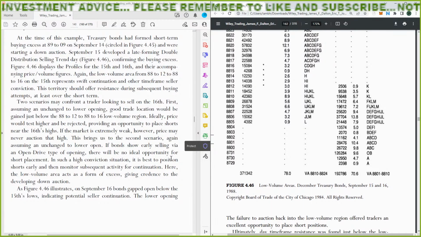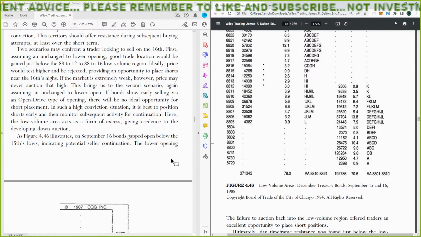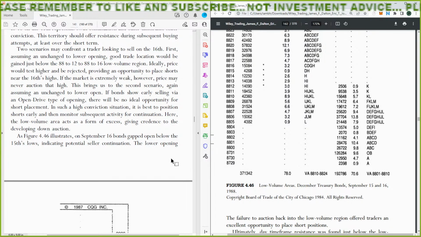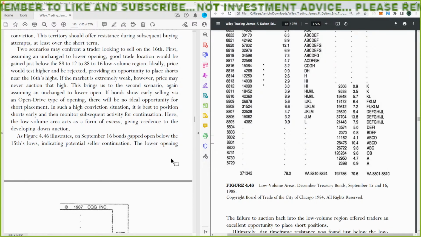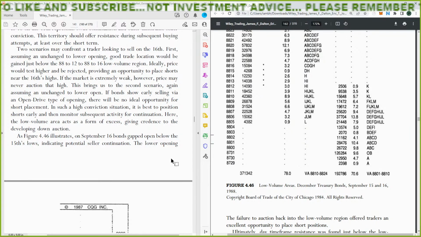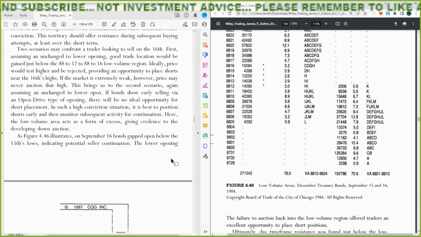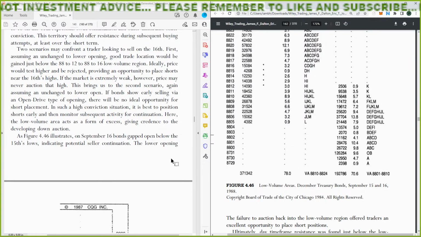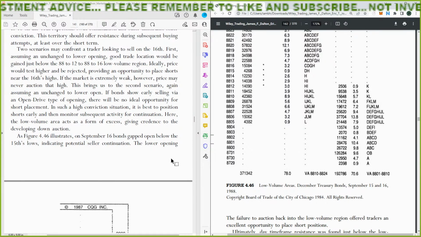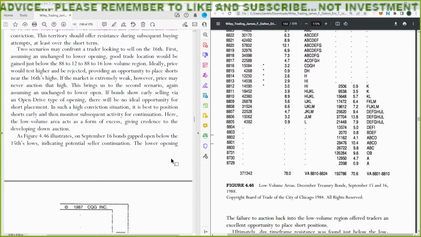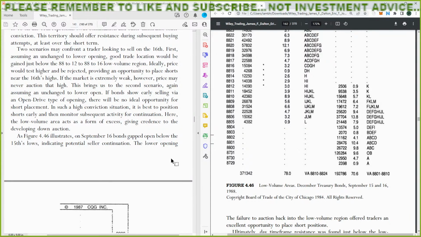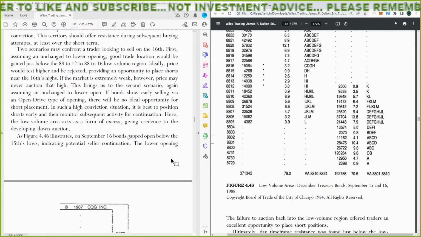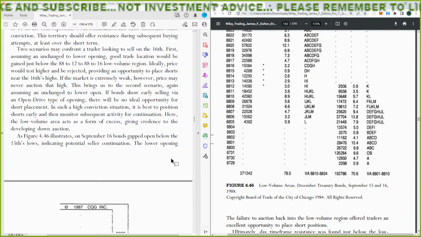This territory should offer resistance during subsequent buying attempts, at least over the short term. Two scenarios may confront a trader looking to sell on the 16th. First, assuming an unchanged to lower opening, good trade location would be gained just below the 88-12 to 88-16 low volume region. Ideally, price would test higher and be rejected, providing an opportunity to place shorts near the 16th high. If the market is extremely weak, however, price may never auction that high.